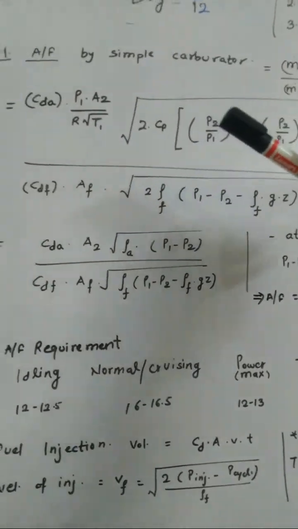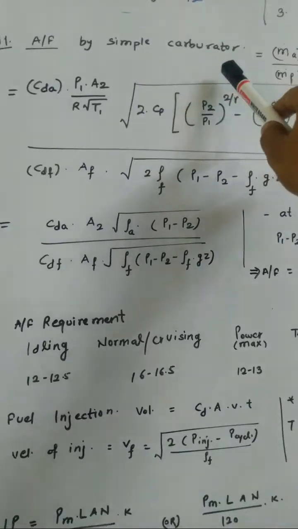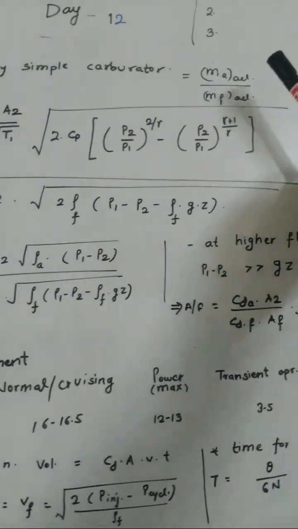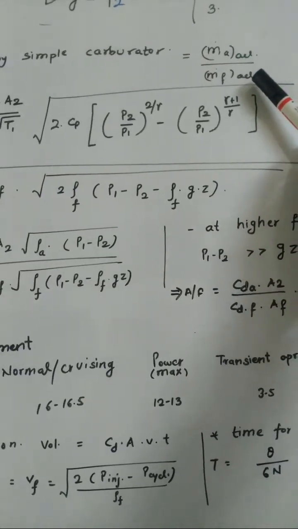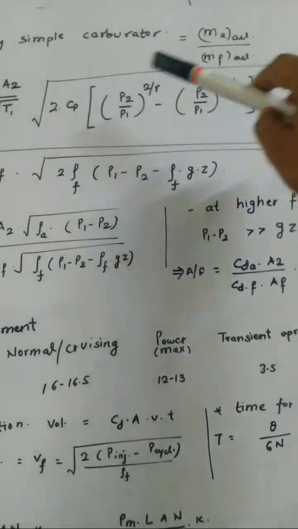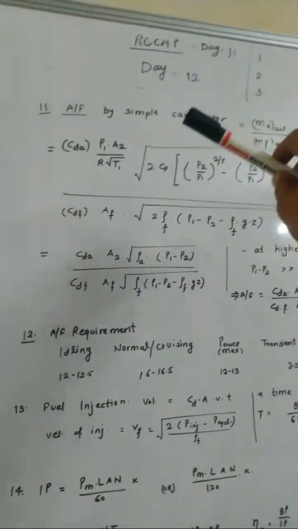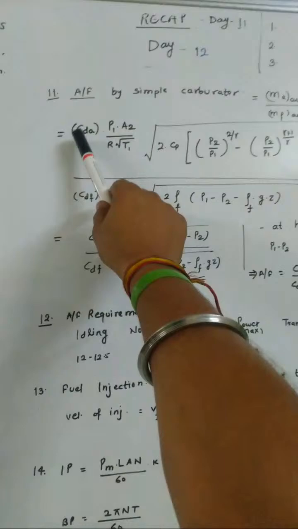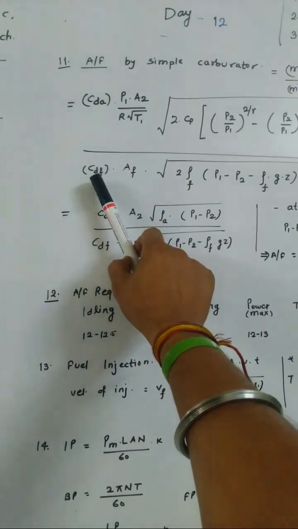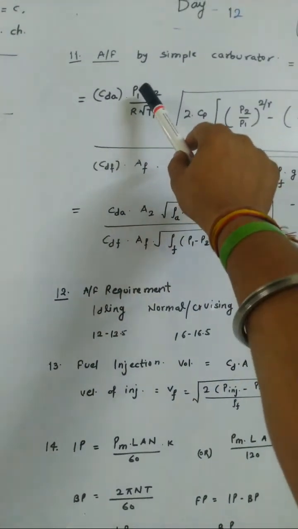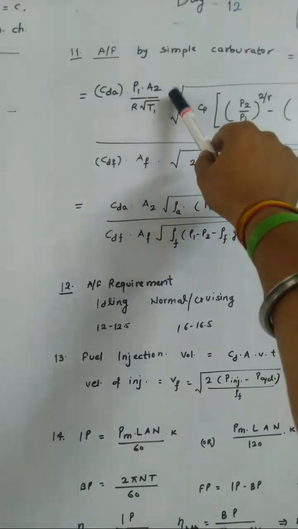Now these are the few simple formulas, like air fuel ratio by the simple carburetor. This is the mass flow rate of the actual air divided by mass flow rate of the actual fuel. And you have seen in the course that these were the formulas. I'm just showing the formula and telling you the terms. Like this is the discharge coefficient of the air, this is the discharge coefficient of the fuel, this is P1, the inlet air pressure, A2 area.